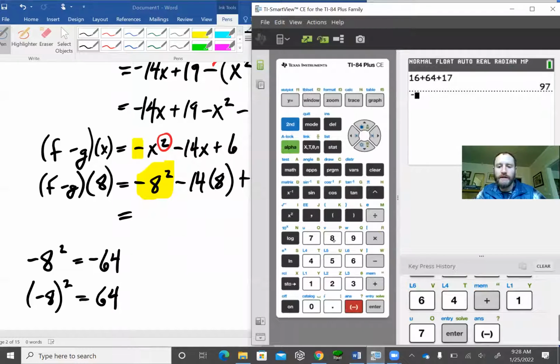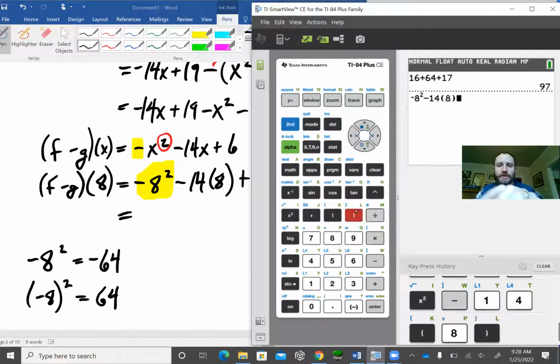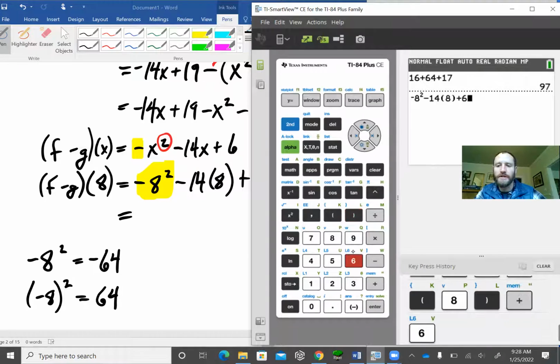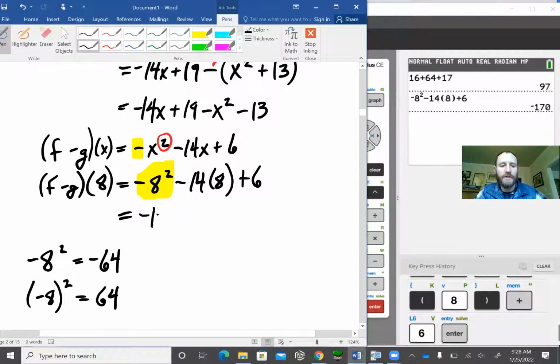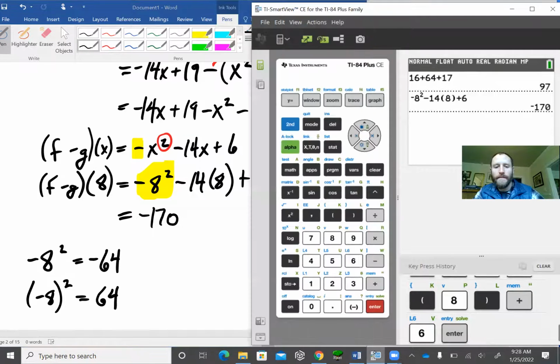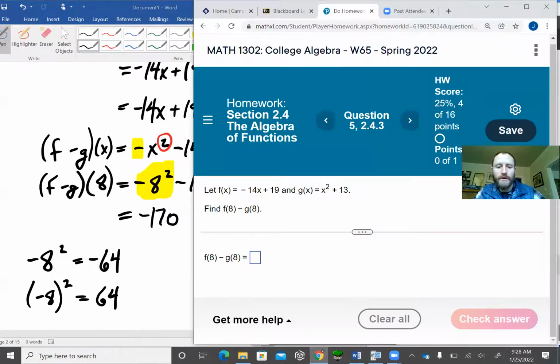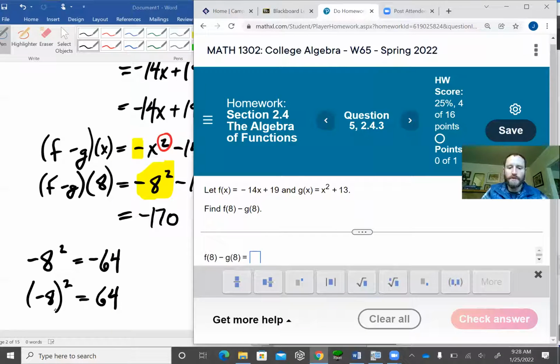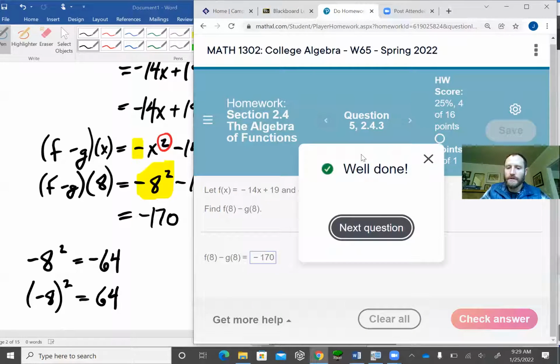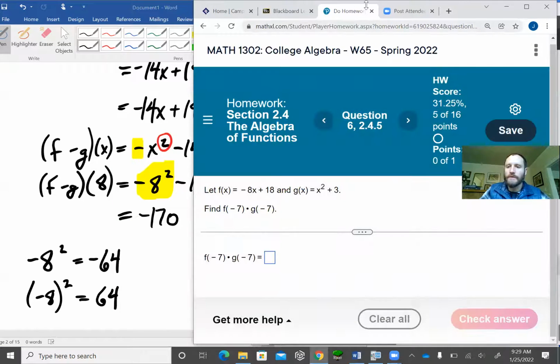Now let's go ahead and figure out what the answer is to this problem. So it's negative 8 squared. And if you enter it in your calculator the way it's written like that, it knows how to do it. So the calculator is useful for that. And then plus 6, I think, is what we can't see. So that's negative 170. So now we'll go over here. It is negative 170. Whoa. And check our answer. Okay, so we got that one.